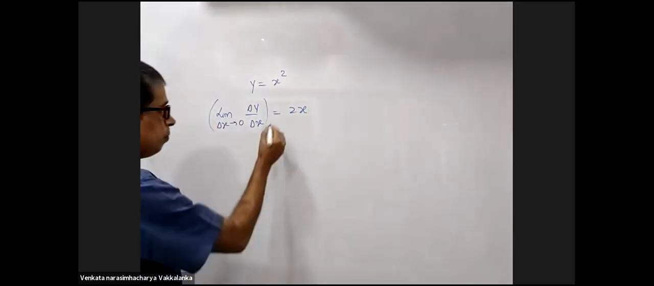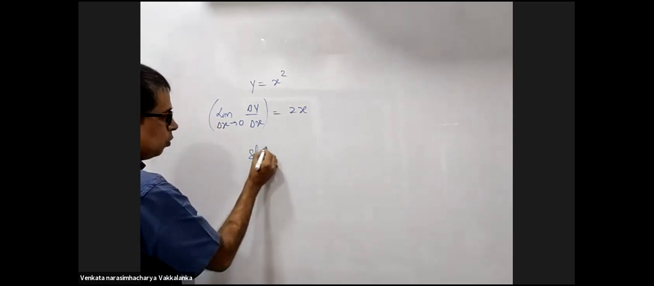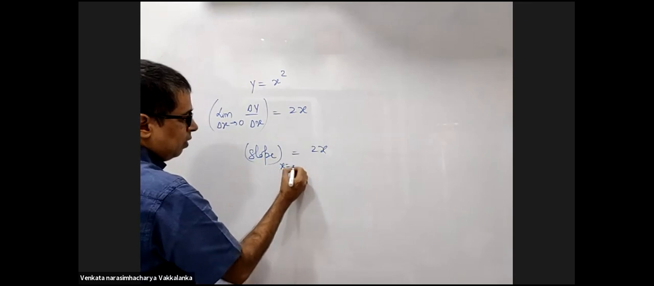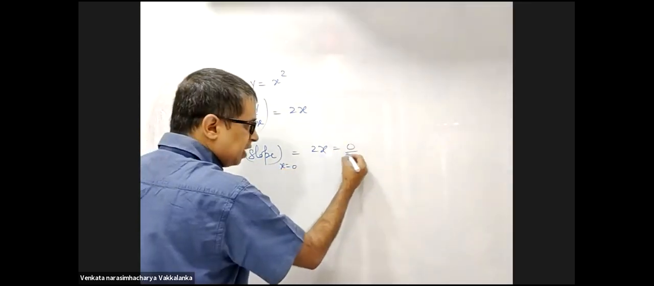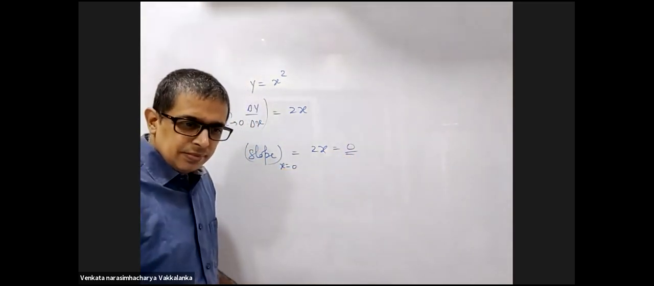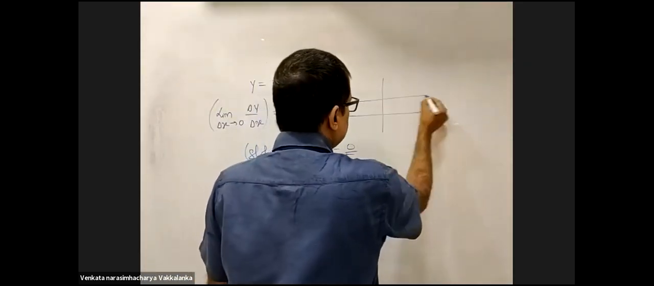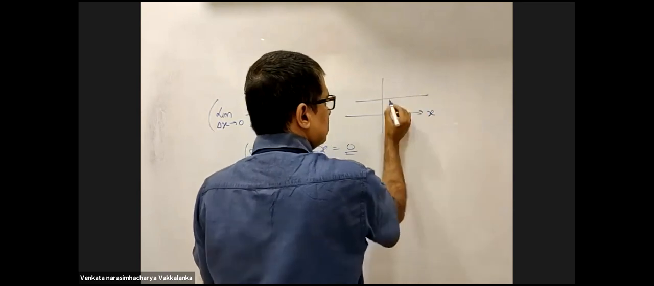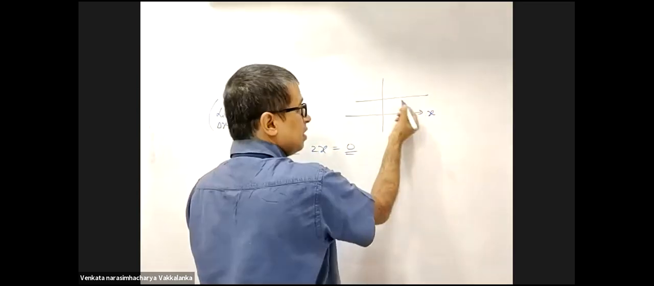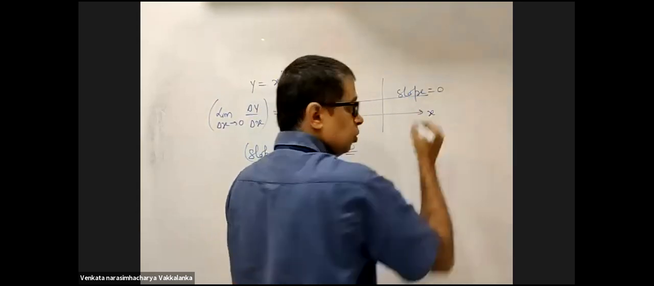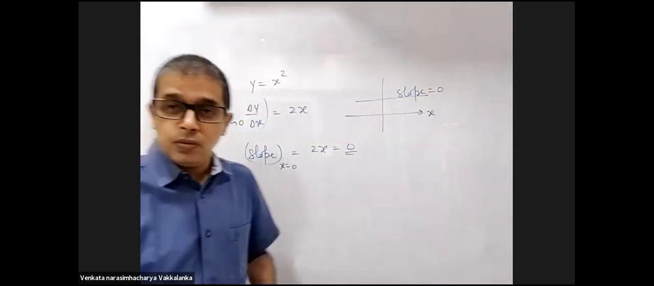Agreed? The slope at x equal to 0: the slope of this is 2x. At x equal to 0, what will this slope become? 0. And the slope of a line will be 0 only if it is parallel to the x-axis, because delta y is zero. Slope of this particular line is 0 because delta y is 0.